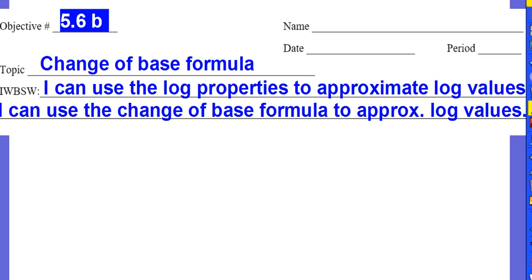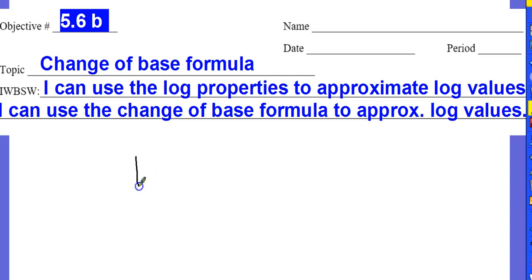Today, we're going to learn how to use the change of base formula to help us solve a log that's not a base 10 or a natural log of base e, because our calculators have base 10 and our calculators have base e. So first, we're going to review the log properties that we learned to approximate log values without a calculator, just to remember what we were doing last week with our assignment. And then I'm going to give you the formula to solve a problem like this.